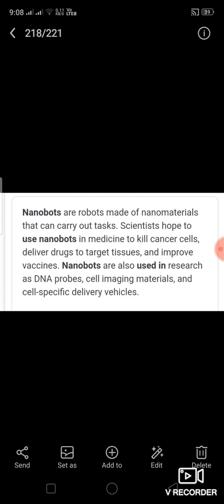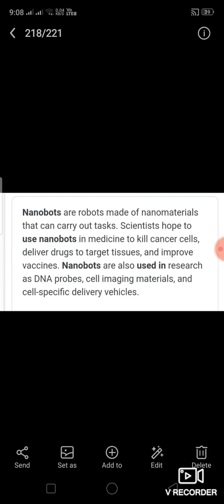Next, in your book, they have given about nanorobotics. Nanorobotics may be used in future. It is very, very thin. I give you additional information about this nanorobotics. Nanorobotics, otherwise known as nanobots, are robots made of nanomaterial that can carry out tasks. Scientists hope to use nanobots in medicine to kill cancer cells, deliver drugs to target tissues, and improve vaccines. Nanobots are also used in research as DNA probes.